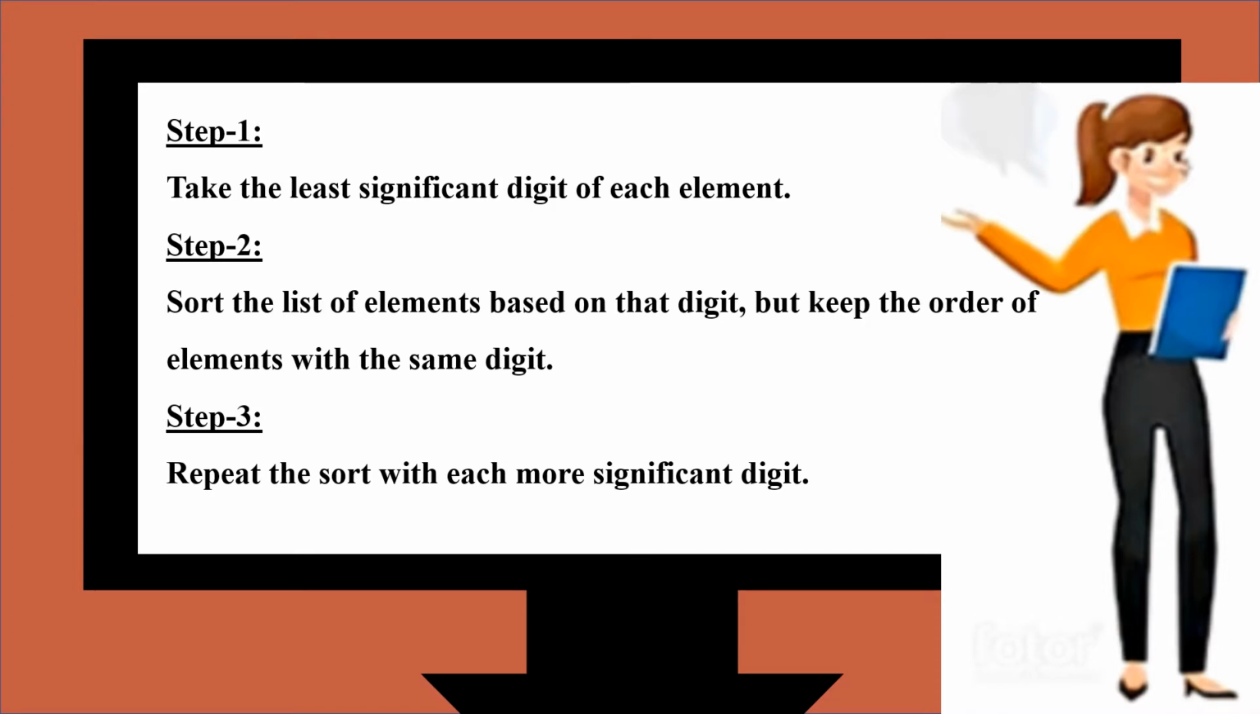So, what we basically do is we first sort the elements based on the value in the units place. Then we sort values based on the value of the tens place. Continue this process until we reach the most significant digits. So this is what we do in a Radix sort algorithm.